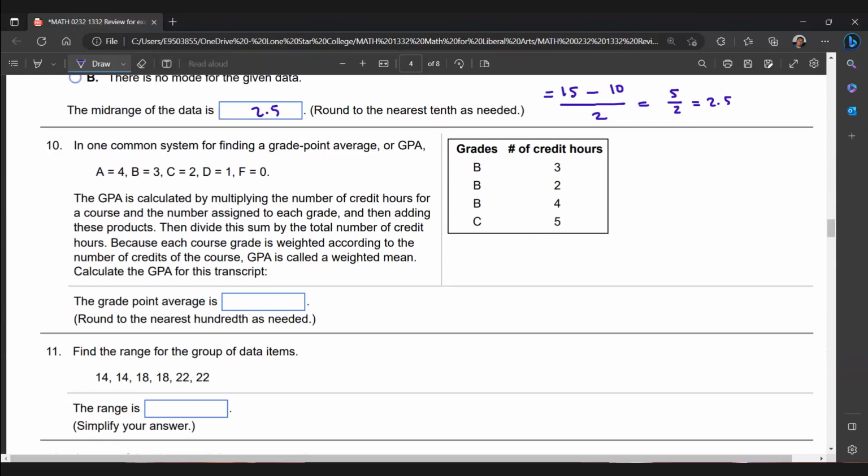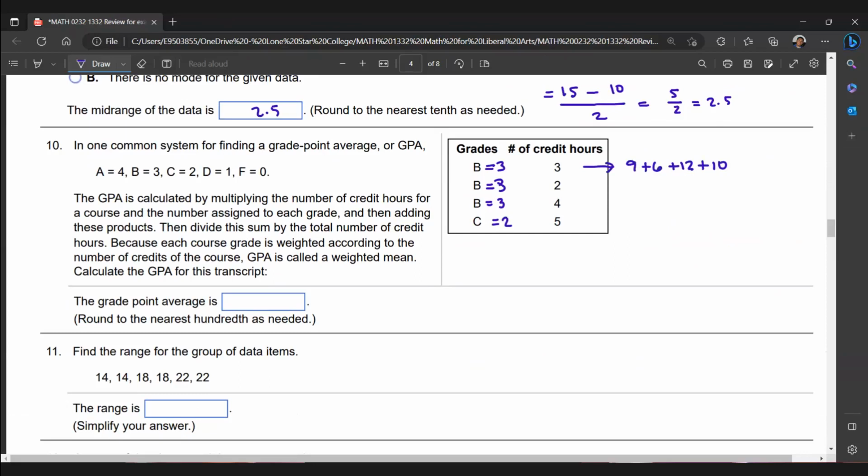Okay, so this is a score of 3. This is a score of 3. This is also a score of 3. And this is a score of 2. So therefore, it says to multiply. So let's do that here. 3 times 3 is 9. 3 times 2 is 6. 3 times 4 is 12. And 2 times 5 is 10.